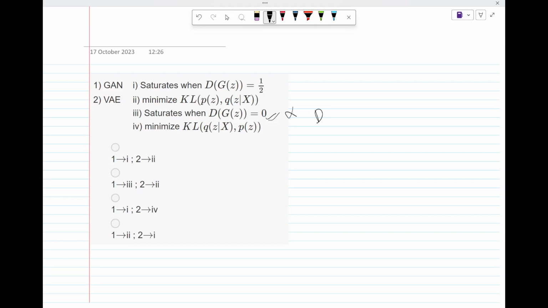The model should saturate when the discriminator is not able to figure out whether the image is from a generator or a real image. So that means it should be this, right? There is a half chance that it is a real image and half chance that it is from a generator. That is what the discriminator feels. That means the generator has become really good. So GAN we will match with 1.